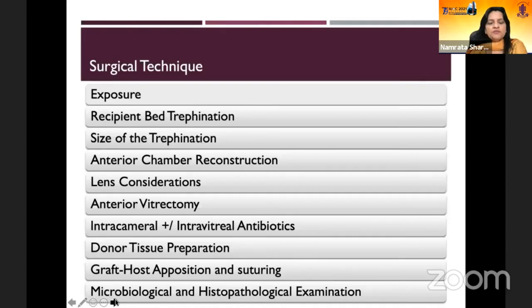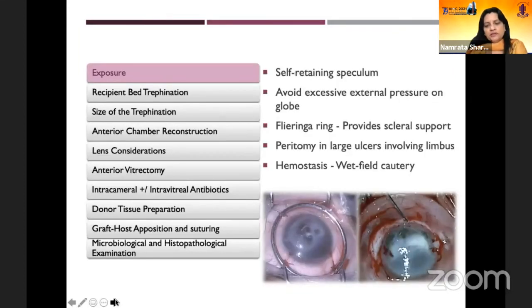These are the various steps of the surgical technique, which I will be dealing with one by one. So you apply a self-retaining speculum, avoiding excessive external pressure on the globe. One can put a Flieringa ring to provide scleral support. Peritomy has to be done, especially if the ulcer is large, and hemostasis is achieved with wet field cautery.